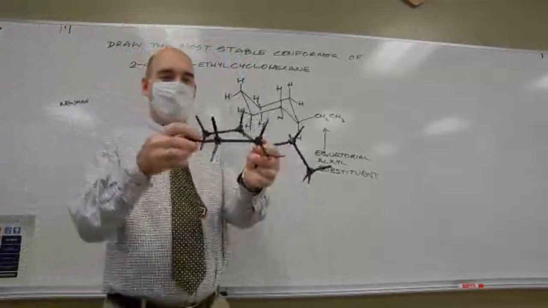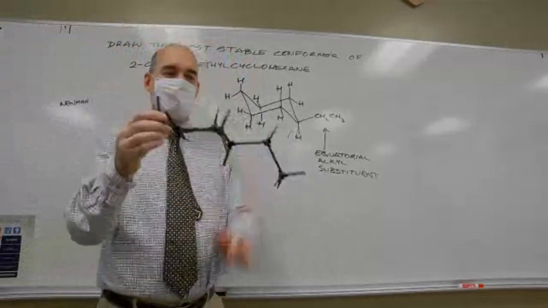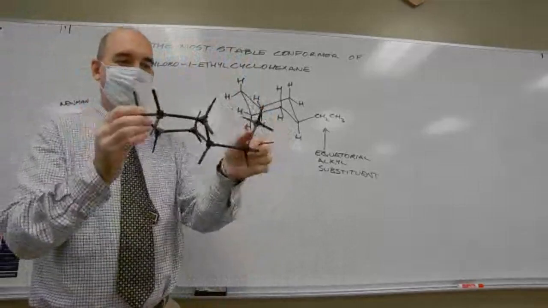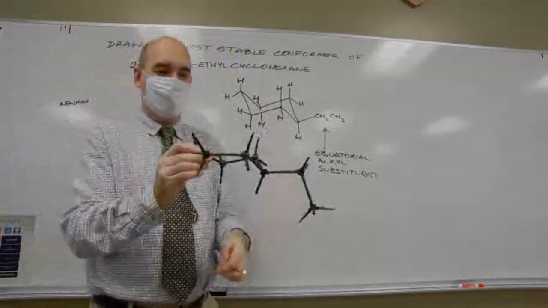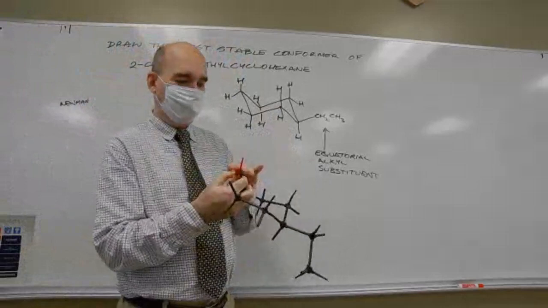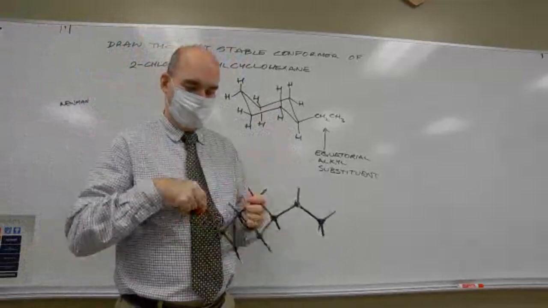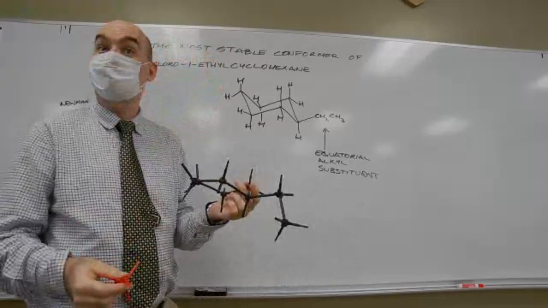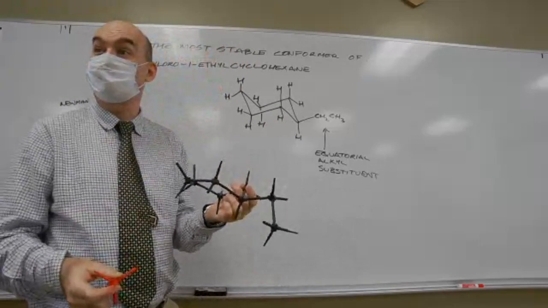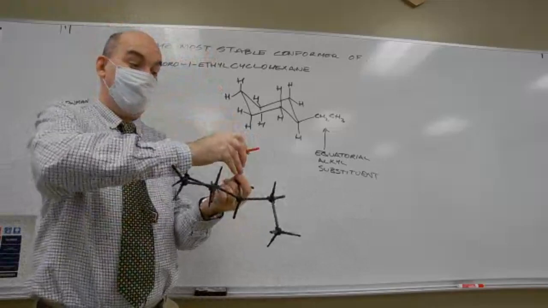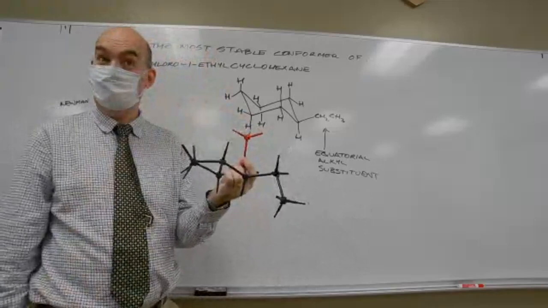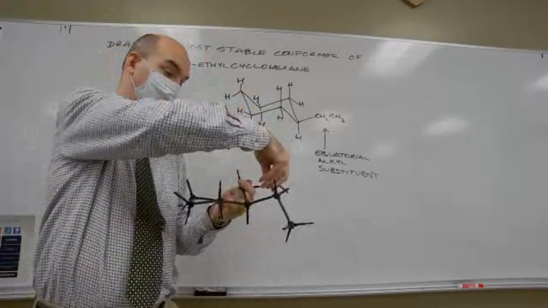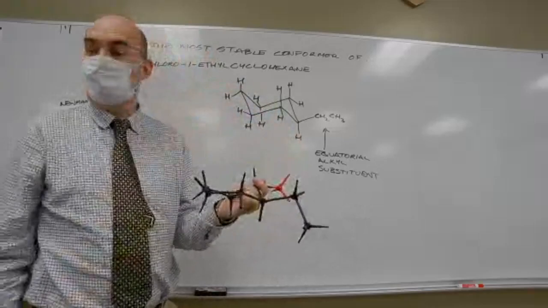All right, here is a chair. My ethyl group is in an equatorial position where it can do no harm. That means we're going to add a halogen. We have two options. You'll see that we have two options. The halogen could go here, or it could go here.